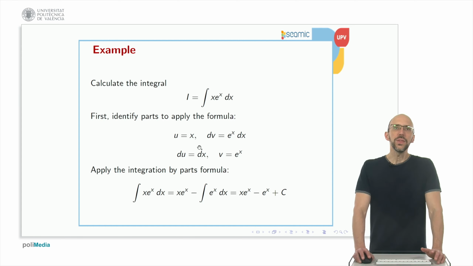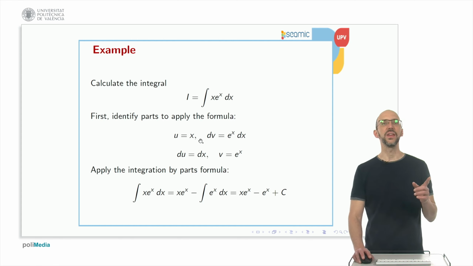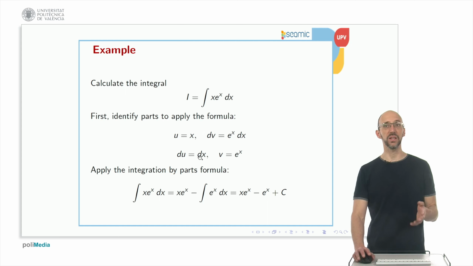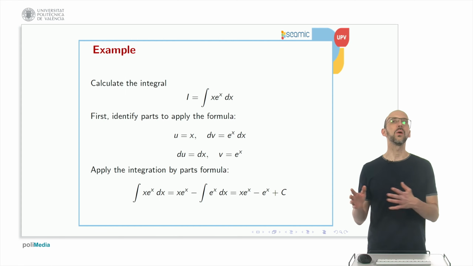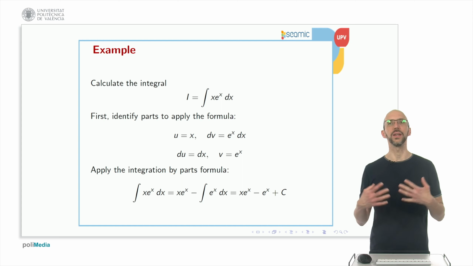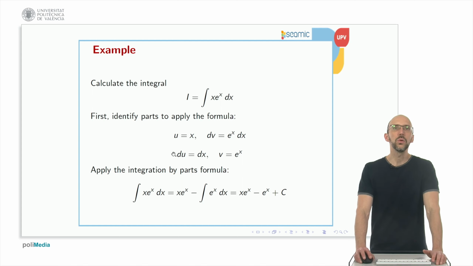Okay? If you decide to do it in a different way, if you decide that u is e to the x and dv is x, the derivative of e to the x is e to the x, it remains the same. But the integral of x is going to be x squared. Be careful in this moment. You are increasing the degree of the x. No, that's not correct. It's not the way you are going to obtain something easier to calculate. So we are going to keep this identification.